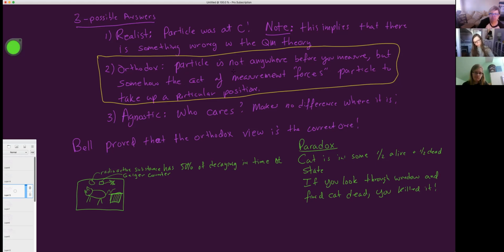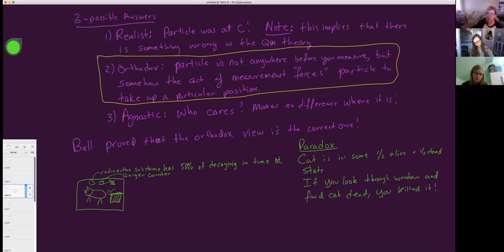That's what the orthodox view says. Before you measure, it's not anywhere. When you measure, it forces it to take a stand at a particular place. So in the paradox, the cat is in some half-alive, half-dead state, but then when you look and find it dead, you killed it, because you just opened the blinds and made it take a stand. Before you did that, it was still a 50% chance of being alive or dead. And maybe you found it alive, and then you saved it. So that's according to the orthodox view.